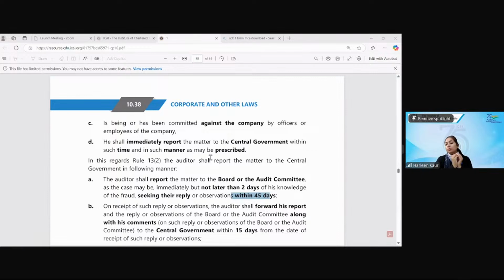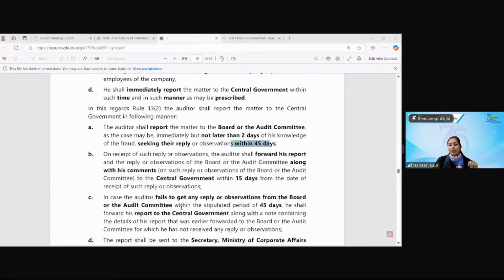then you report about this in 2 days to the board and audit committee, and you will write to them, please give us a reply on this within 45 days. Now, it is the responsibility of the board of directors and the audit committee to find out why this kind of fraud has been committed. So within 45 days they have to find out why and reply back to the auditor. So 2 days you will inform, 45 days they will inform.